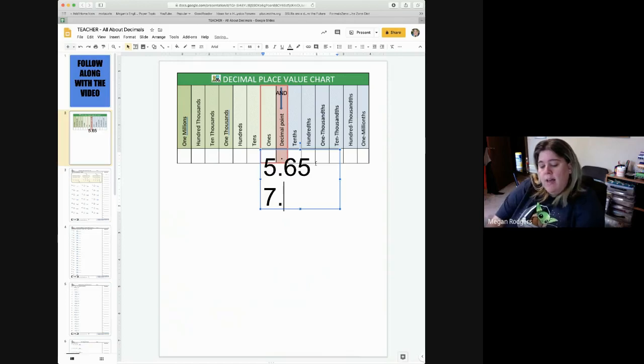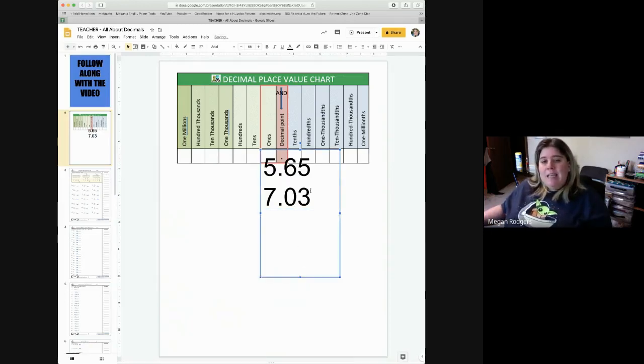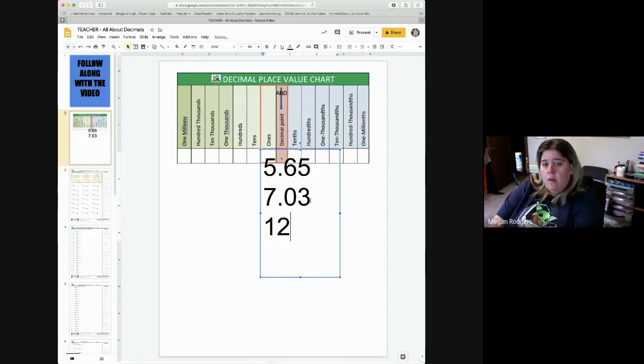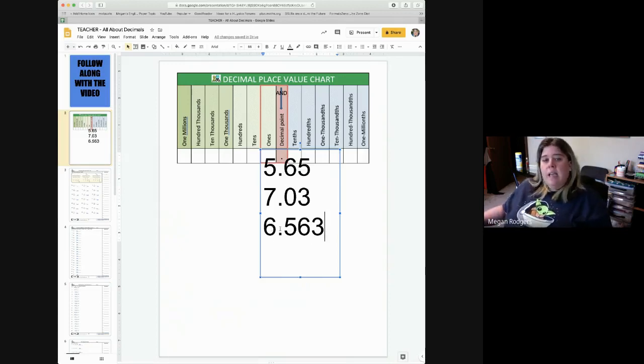We could have something like this. This would be 7 and 3, that whole number is just 3 hundredths. If we wanted to make it harder, we could go 6 and 563 thousandths, since our last digit is in the thousandths.